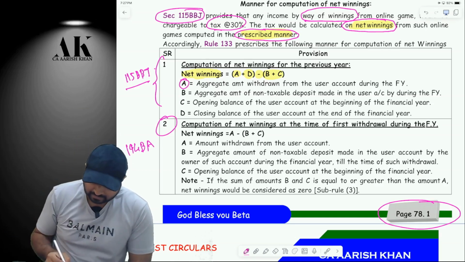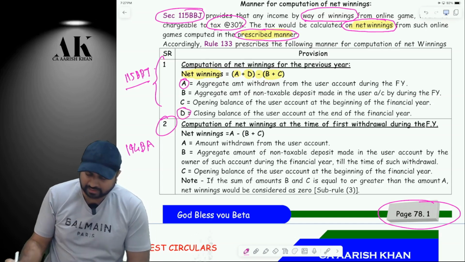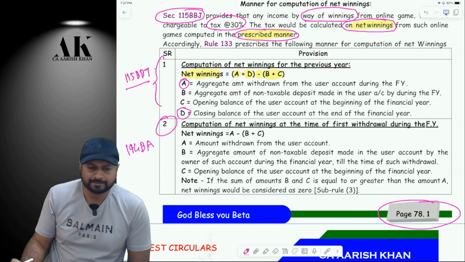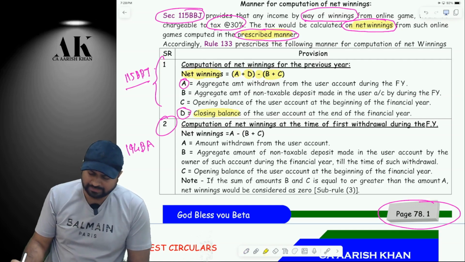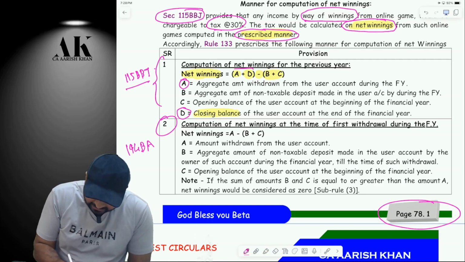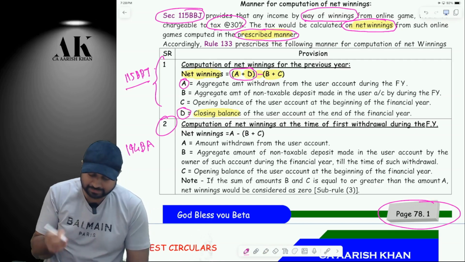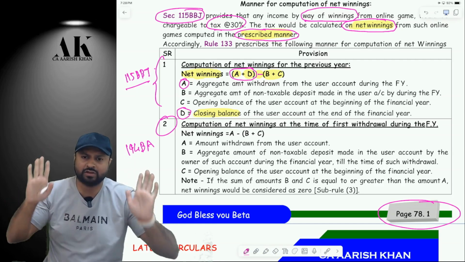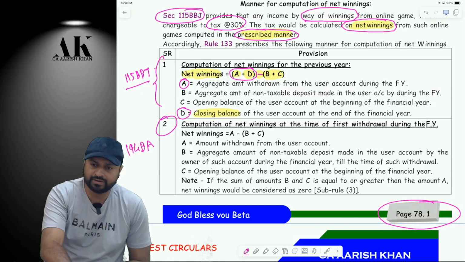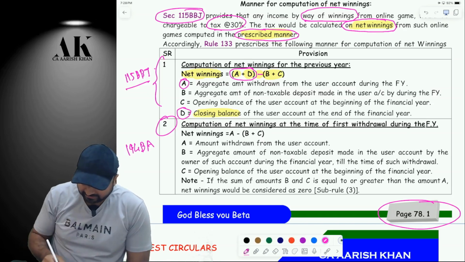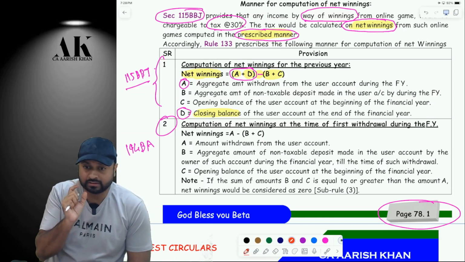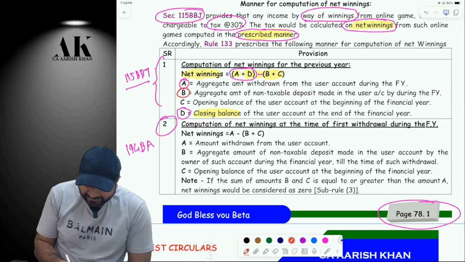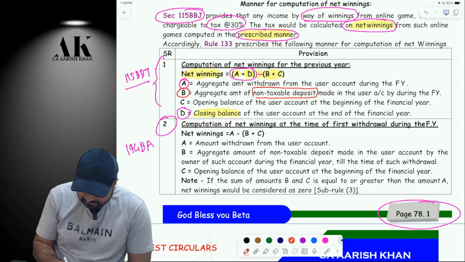Second, what is D now? We will go in the order of the formula. D is the closing balance. Is it clear? D is the closing balance. What is B now? A plus D is the summation you have to take, then minus B. B is something we need to understand very logically because there is a technical term here. Be very careful. Now listen, all of you. B is the aggregate amount of non-taxable deposit made in the user account during the financial year.